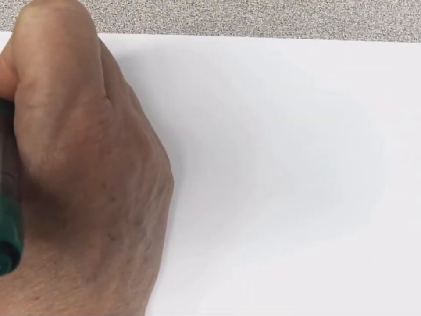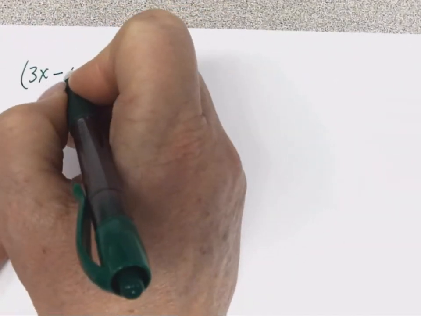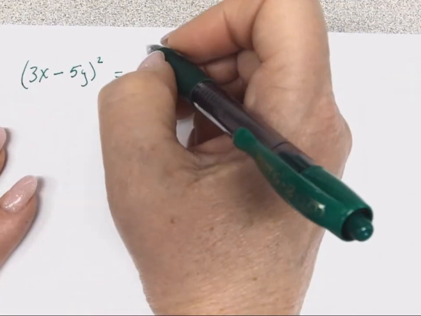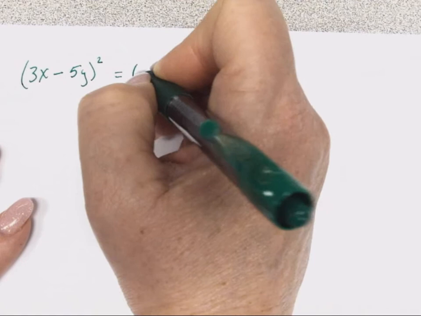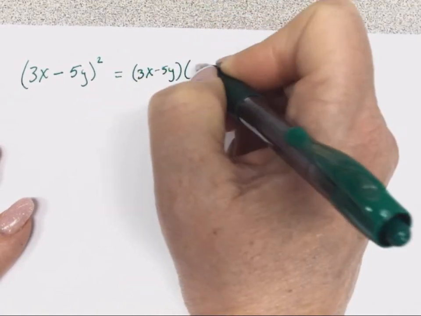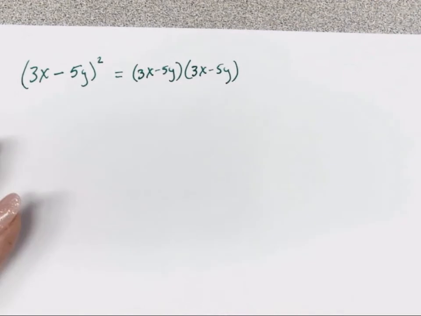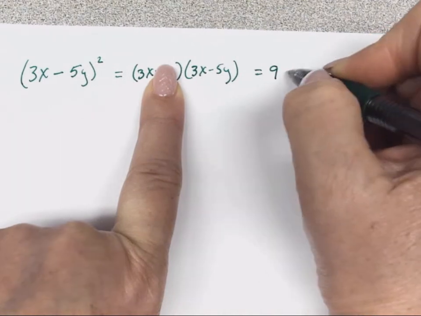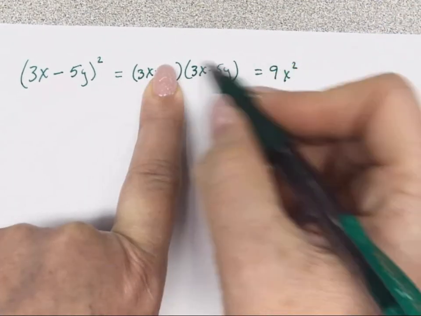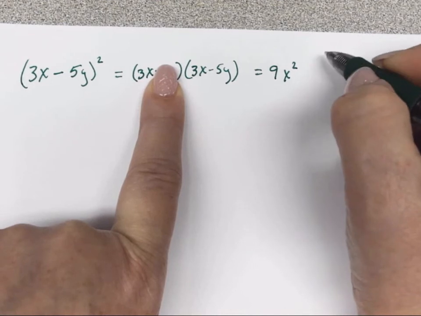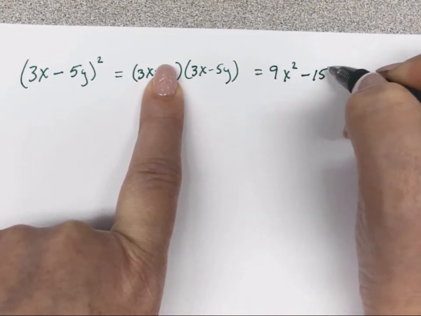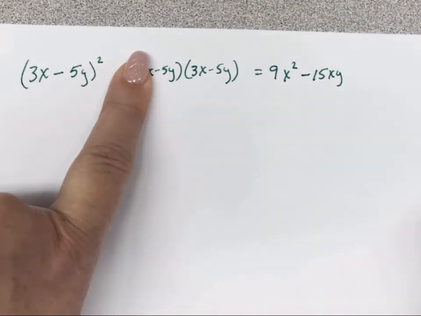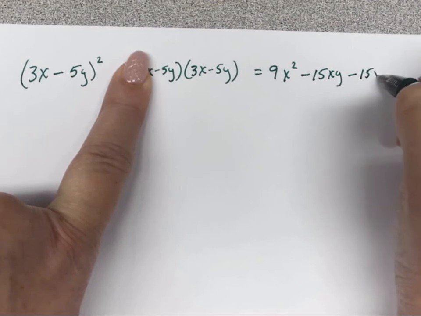So if we have 3x minus 5y squared, same thing that we did on the last problem, we are going to have 3x minus 5y times 3x minus 5y. 3x times 3x, 3 times 3 is 9. X times x is x squared. 3x times negative 5y, 3 times negative 5 will get us negative 15, and then x times y. Negative 5y times 3x, that again is going to get us negative 15xy.